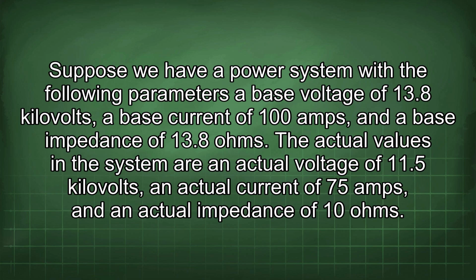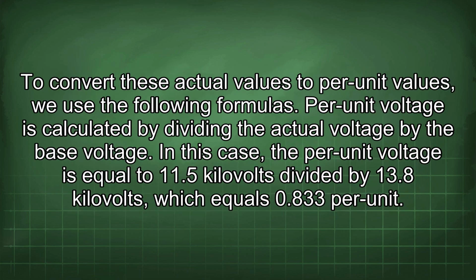Suppose we have a power system with the following parameters: a base voltage of 13.8 kV, a base current of 100 amps, and a base impedance of 13.8 ohms. The actual values in the system are an actual voltage of 11.5 kV, an actual current of 75 amps, and an actual impedance of 10 ohms. To convert these actual values to per unit values, we use the following formulas.